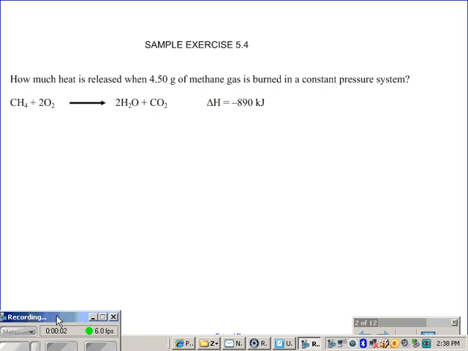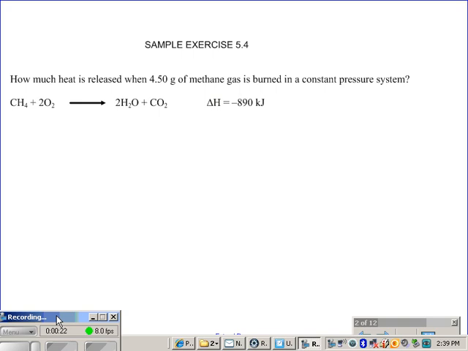All right, sample exercise 5.4. How much heat is released when 4.5 grams of methane gas is burned in a constant pressure system? All right, so what we have here is a chemical reaction where we are combusting methane, which is a combustible gas, and they provide the balanced chemical equation for you, so that's nice of them.